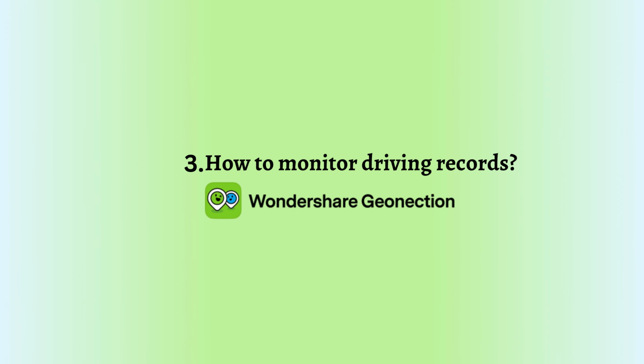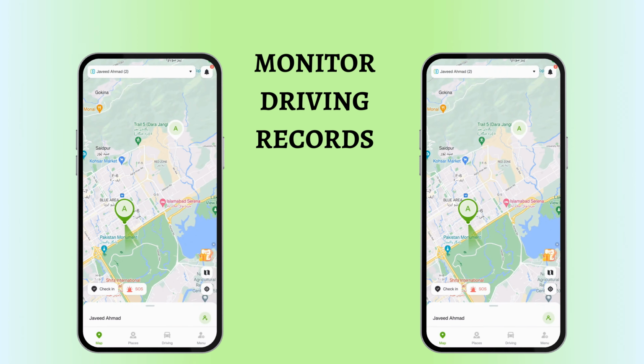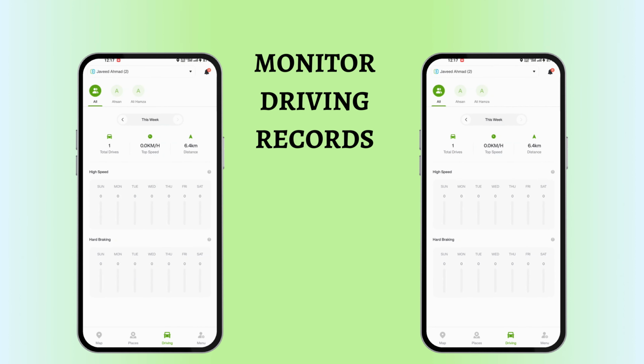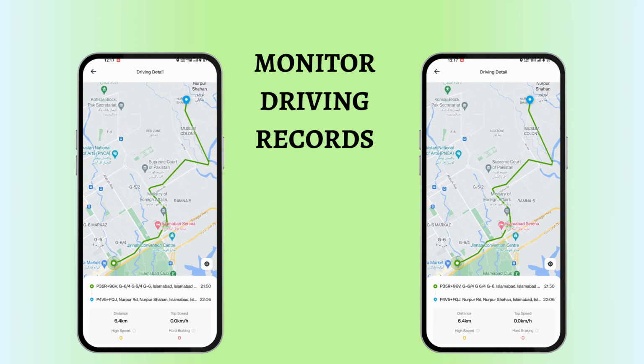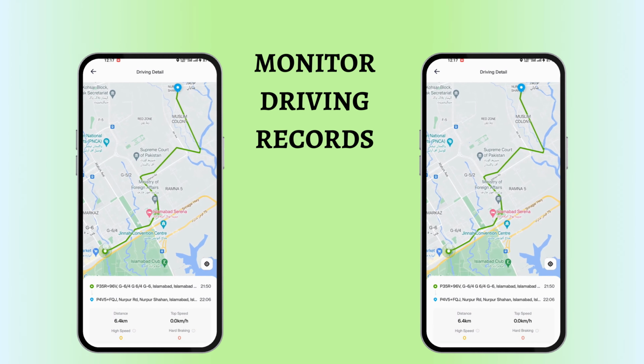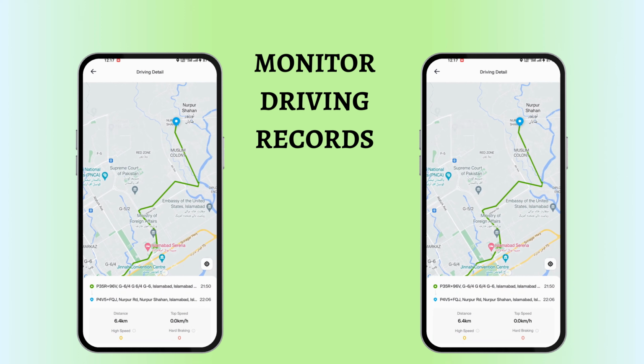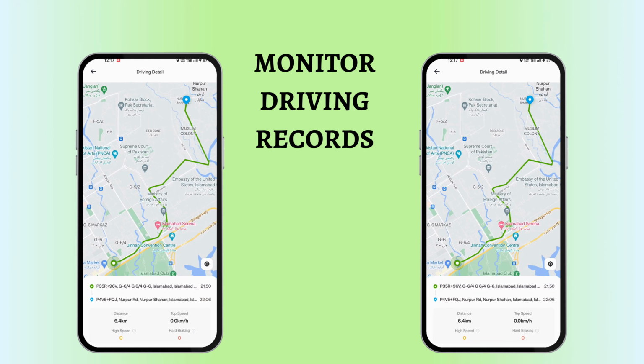How to monitor driving records. Here is another amazing feature, Driving Report. First, tap Driving on the main screen. You can see how much distance the member has covered, how many kilometers they have gone, and when and where. If you want to check a member's driving report, it's easy. Just click to find a member's name. Done. You can clearly see their driving data, and there you have it.